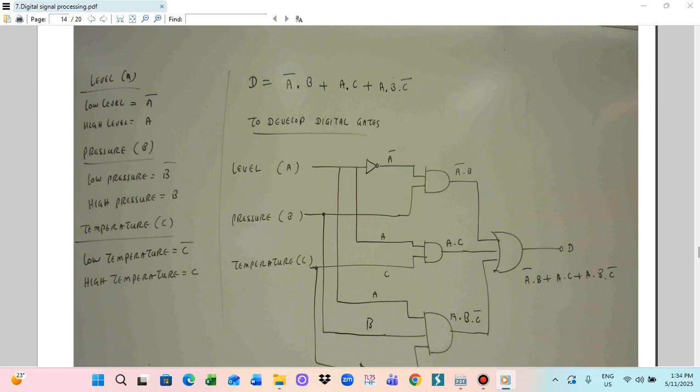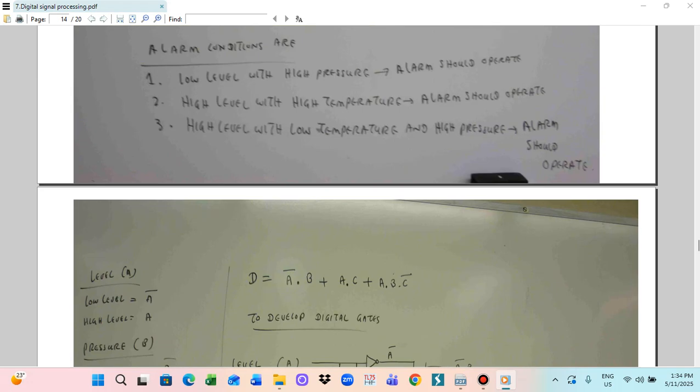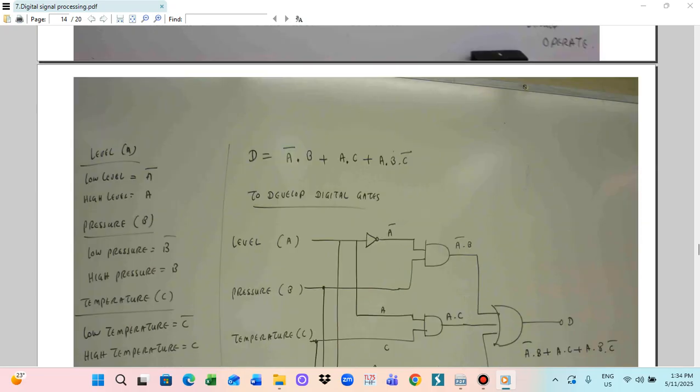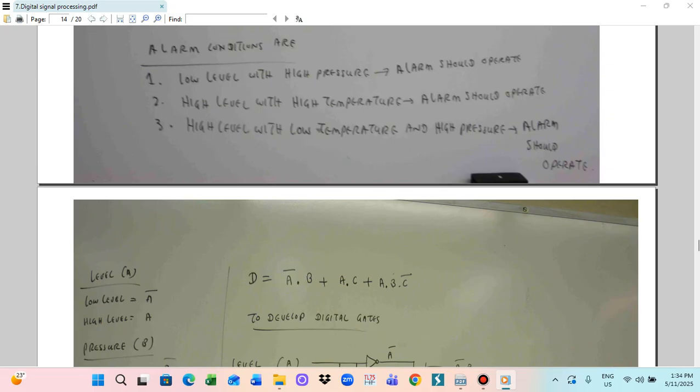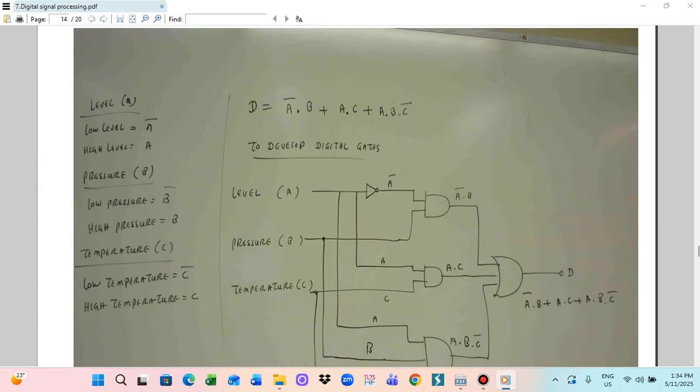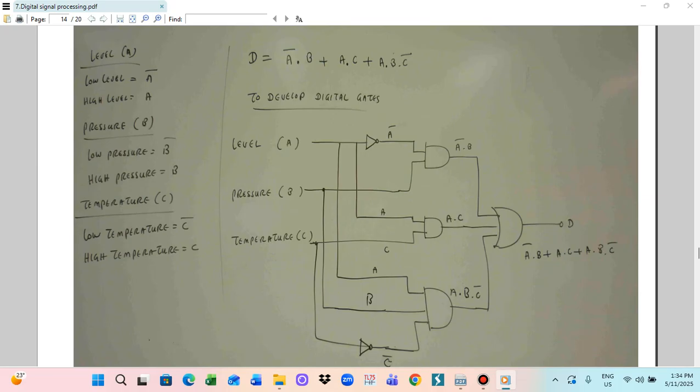The low level is A bar, high level is A; the pressure low level is B bar, high level is B; and temperature low level is C bar, high level is C. In this case, all have to be combined as a function. So A bar B plus AC plus ABC bar will be the output D. This output is the alarm system. For this output equation, we can utilize digital gates for A, B, C.